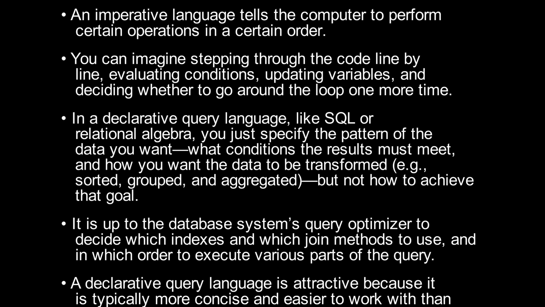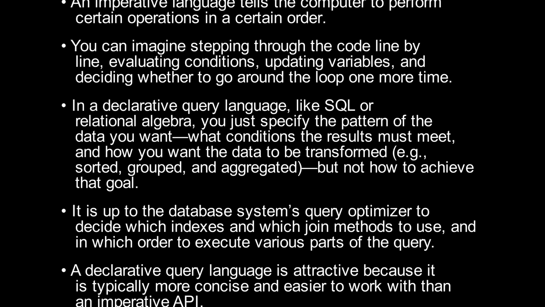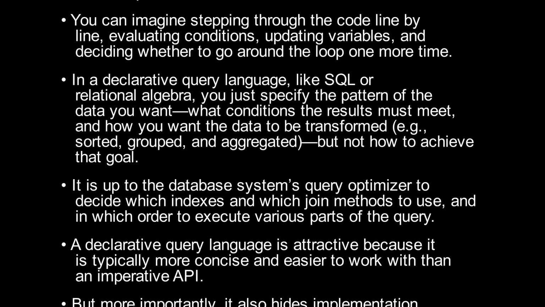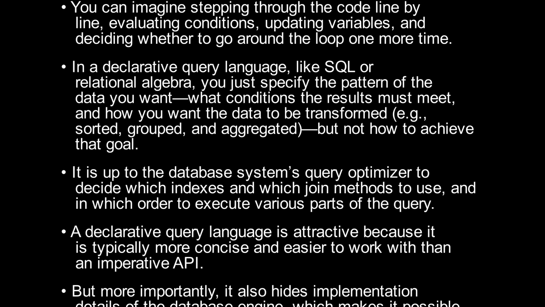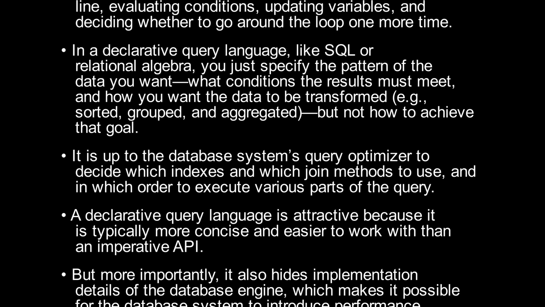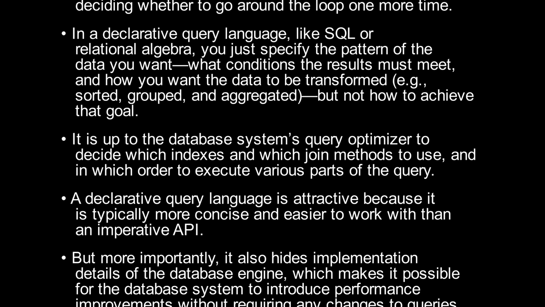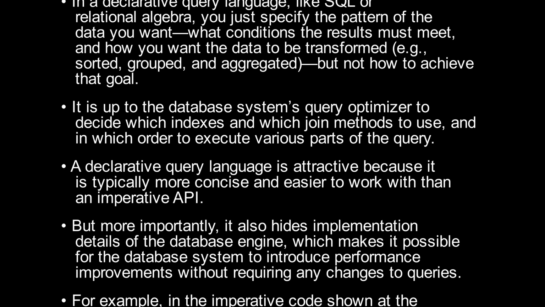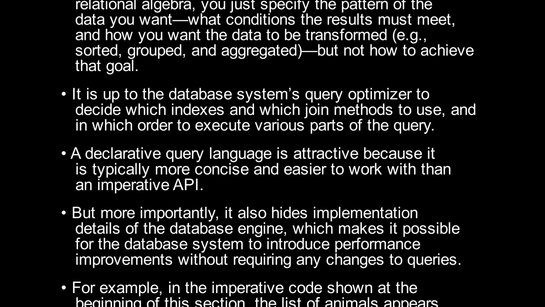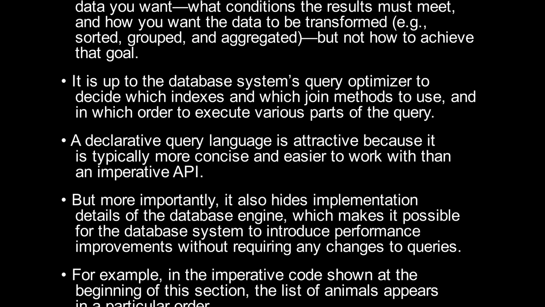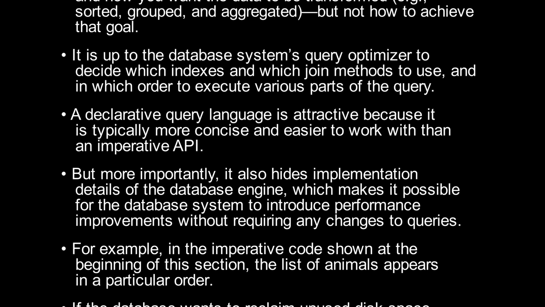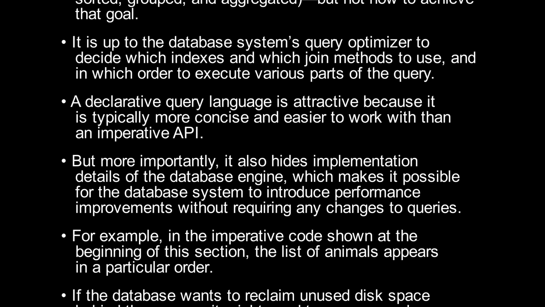It is up to the database system's query optimizer to decide which indexes and which join methods to use, and in which order to execute various parts of the query. A declarative query language is attractive because it is typically more concise and easier to work with than an imperative API, but more importantly, it also hides implementation details of the database engine, which makes it possible for the database system to introduce performance improvements without requiring any changes to queries.